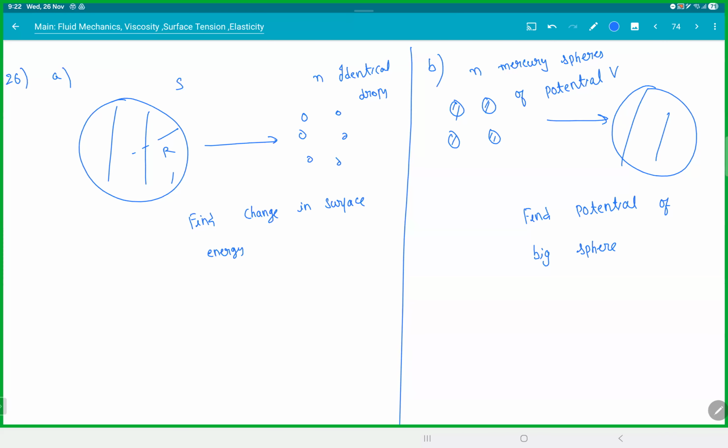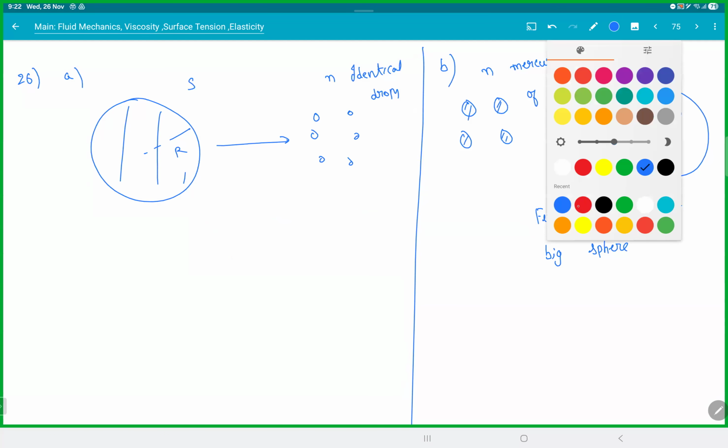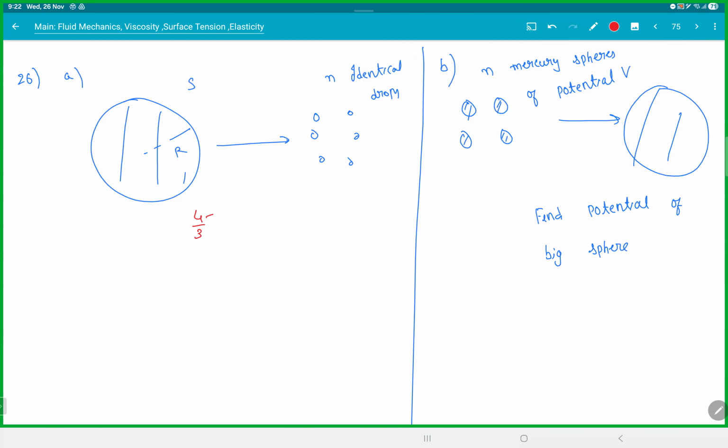Let's see. So when you break them into n identical drops, what remains same? Volume. So 4 by 3 pi R cube will be n into 4 by 3 pi small r cube. So what is the change in surface energy? Surface tension, remember there'll be only one surface. These are liquid drops. S into change in surface area. That will be S into n times 4 pi small r square minus 4 pi capital R square. Take that small r and substitute here.